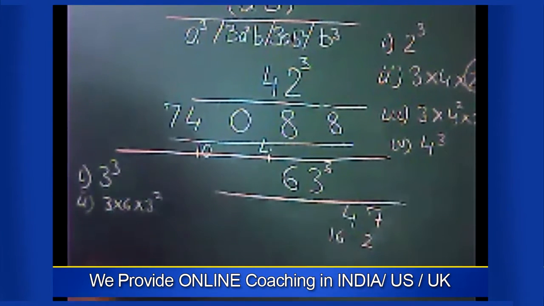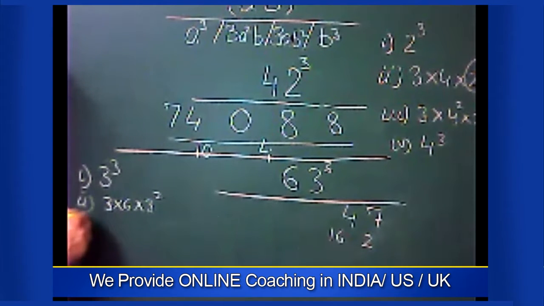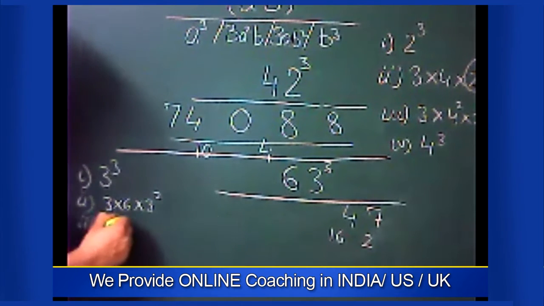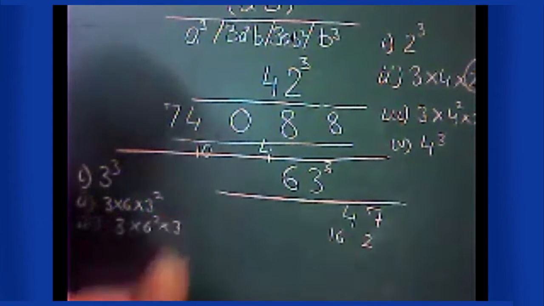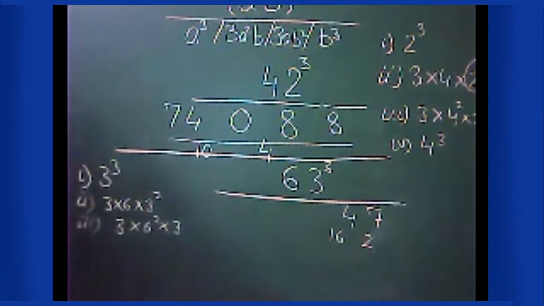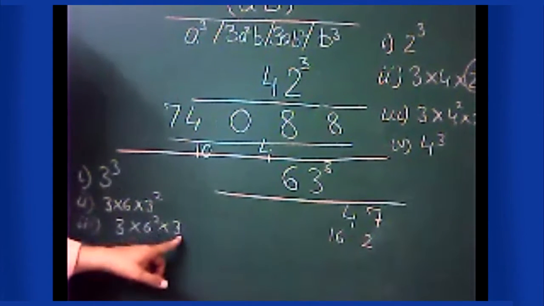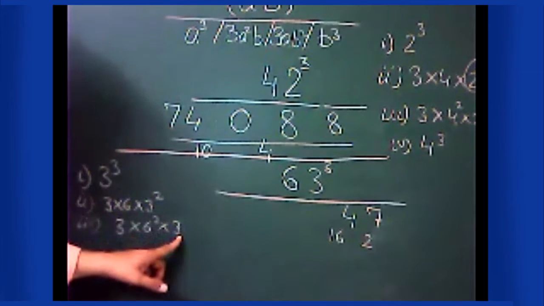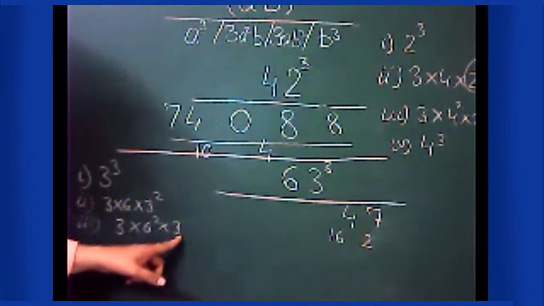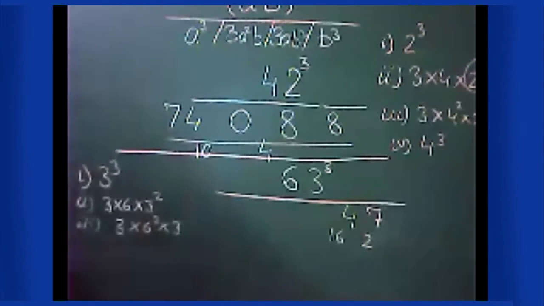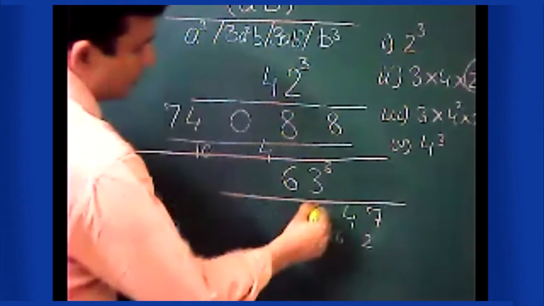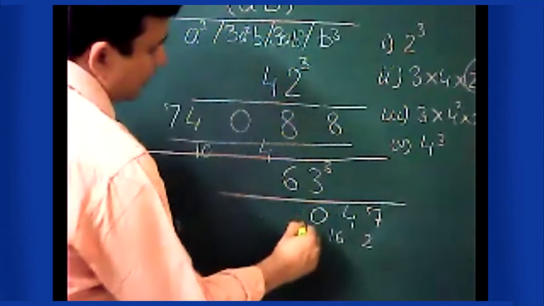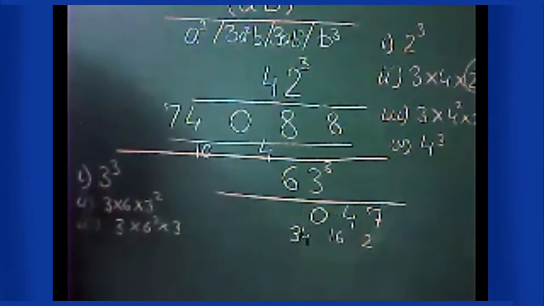Okay. Now the third step is 3 into 6 square into 3. So 6 square is 36. 36 into 3 is 108. Into 3 is 324. Plus 16 is 340. So you will write 0 and 34 will come as carry.